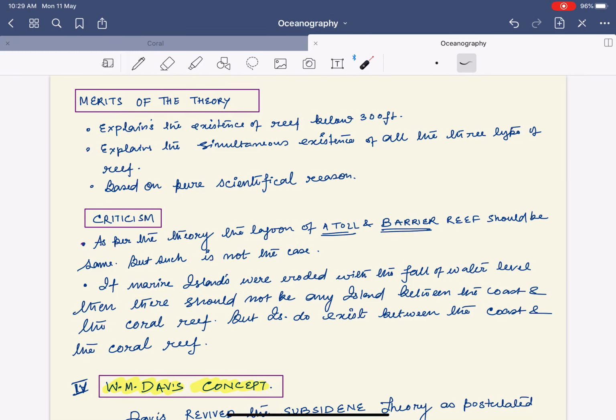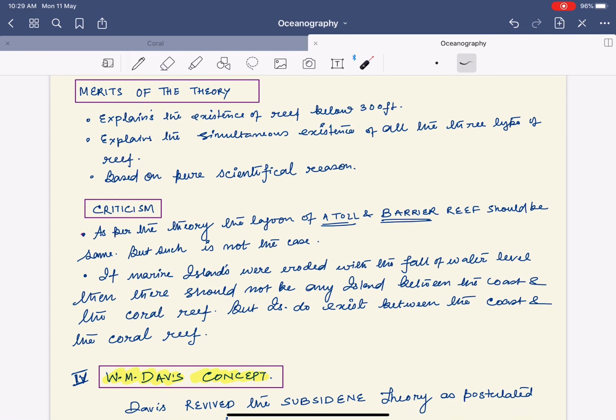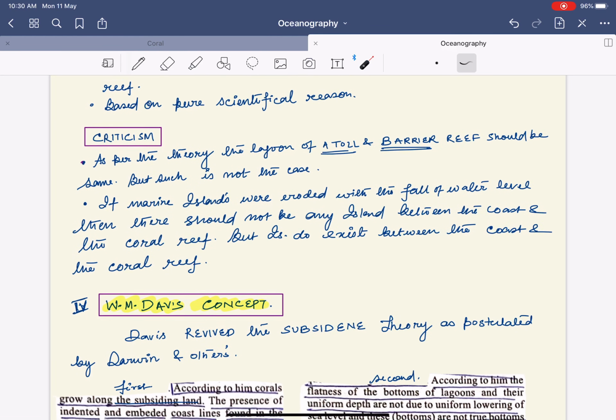Next, merits of this theory. See, this theory explains the existence of reefs below 300 feet. Number two, it explains the simultaneous existence of all three kinds of reef, which Darwin failed to explain. Next, this is based on pure scientific reason. But what are the criticisms?